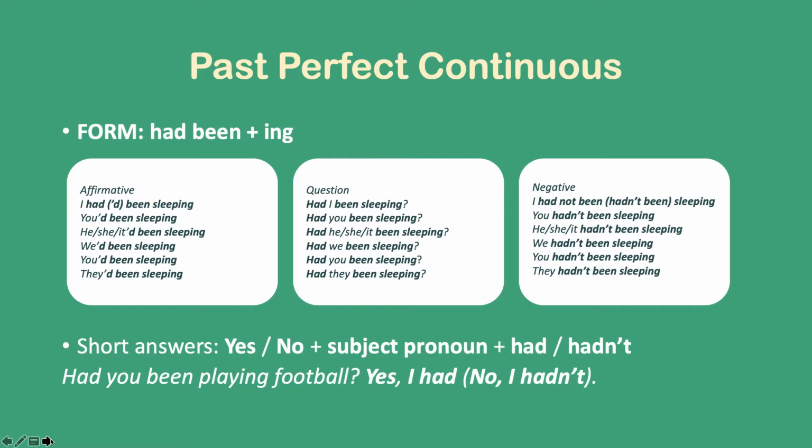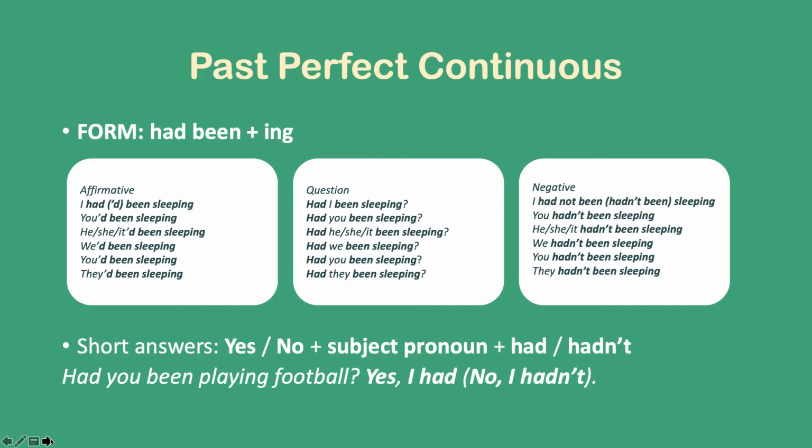The past perfect continuous is formed with had been and the -ing form of the verb. For example, I had been sleeping, you had been sleeping, etc. The short form of had is apostrophe d: I'd been sleeping, you'd been sleeping, etc.